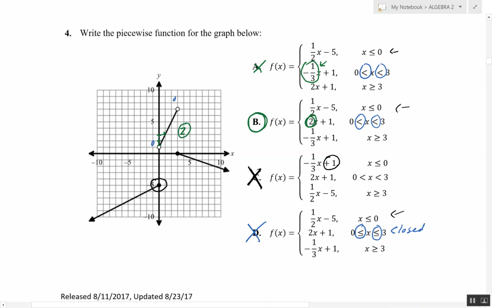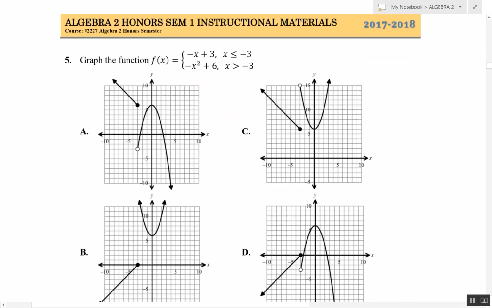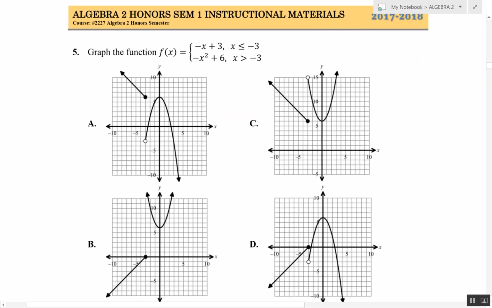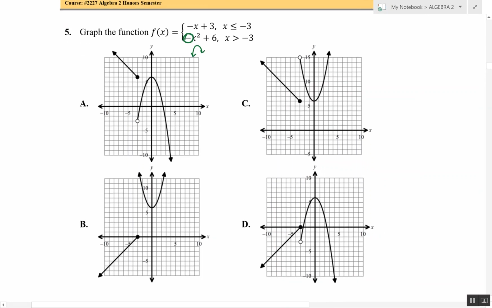All right, moving on. Question number 5. Now it wants us to graph this function. Again, nothing too hardcore. We're just going to take a look at the graph really quickly. One thing I do know right off the bat is you could zero in on this piece really quickly because I know that is a -x², which means my graph has to open down. So it's going to be like an upside down U. So I'm looking for all the ones that have upside down U's.